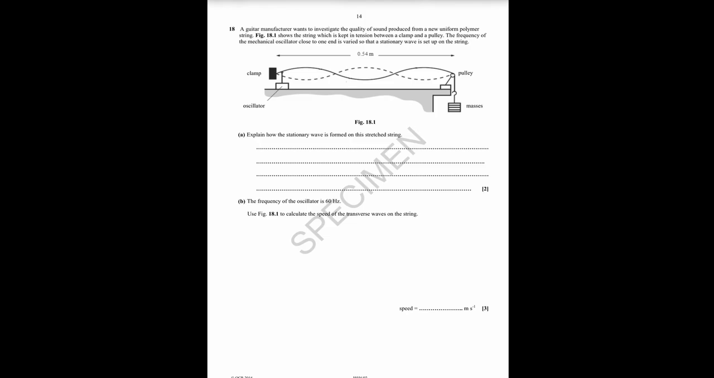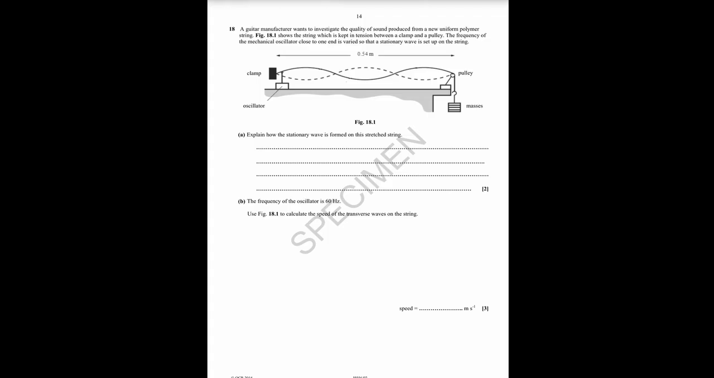Okay, so stationary waves question, explain how the stationary wave is formed. It's always the same thing. If this question comes up, you're always just going to say the same thing, which is there has to be 2 coherent waves traveling in opposite directions, and they always interfere constructively in the same position to produce antinodes and destructively in the same position to produce nodes.